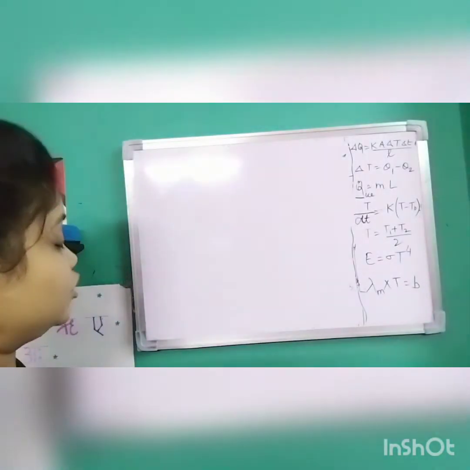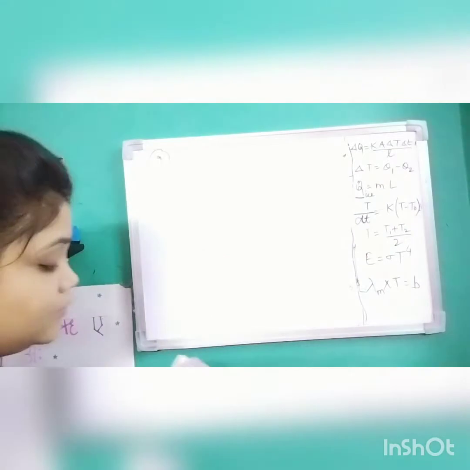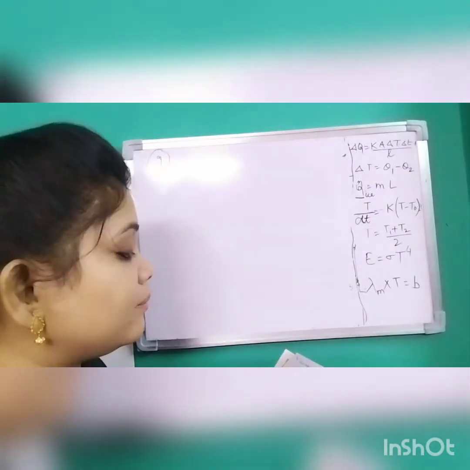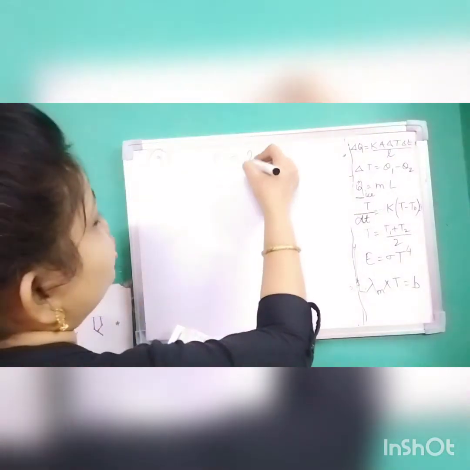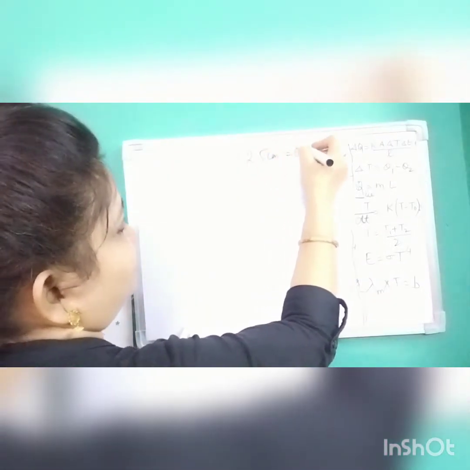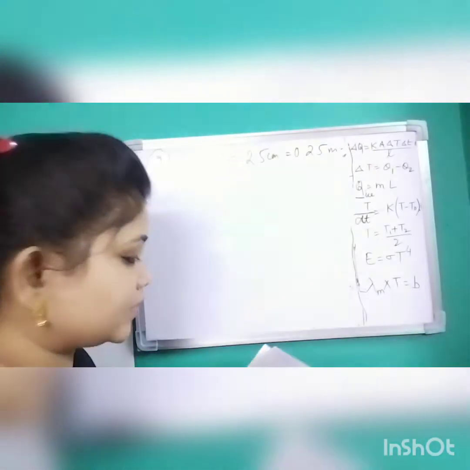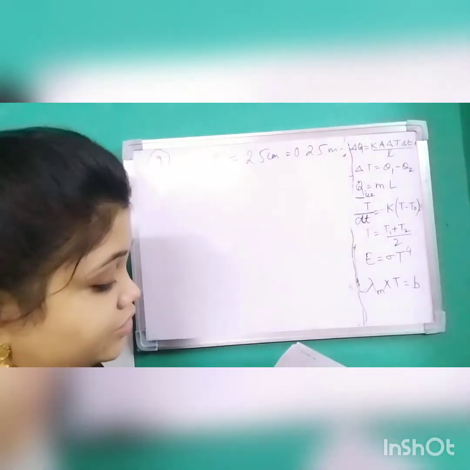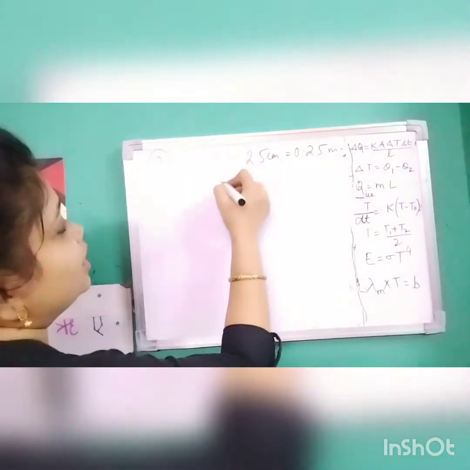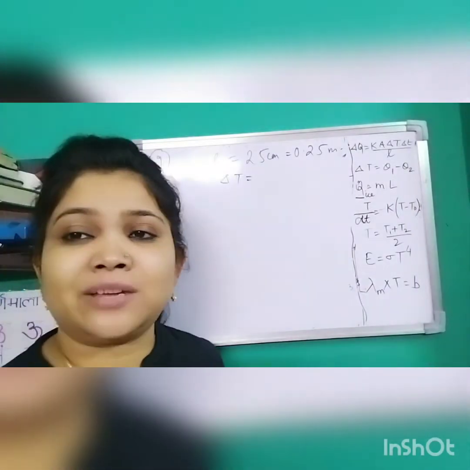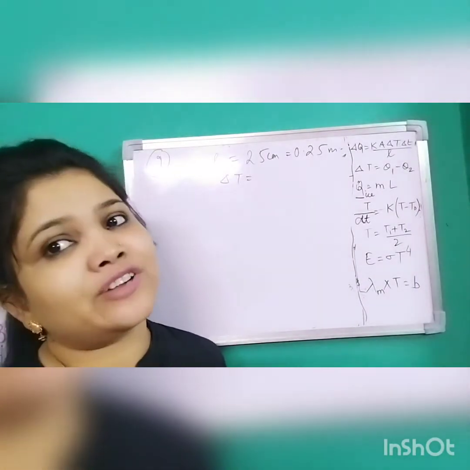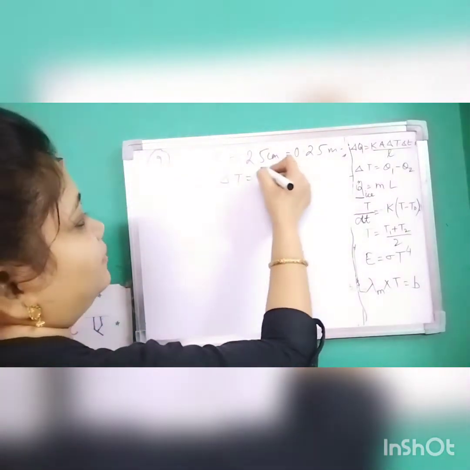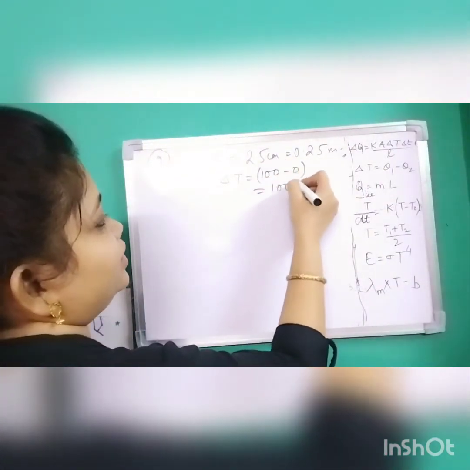Sum number 9 tells one end of a 25 centimeter long metal bar. That means L is given as 25 centimeter, which is nothing but 0.25 meter. One end is in steam and the other is in contact with ice. That means the temperature for steam is 100 degree centigrade, and for ice it is 0 degree centigrade. So the change of temperature delta T is 100 minus 0, which is 100 degree centigrade.